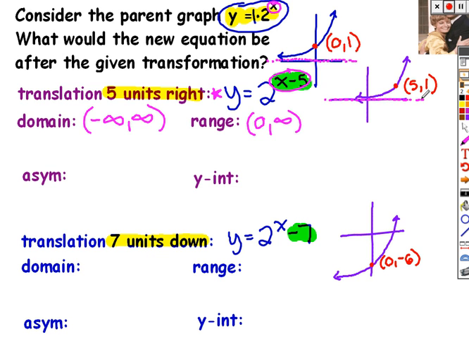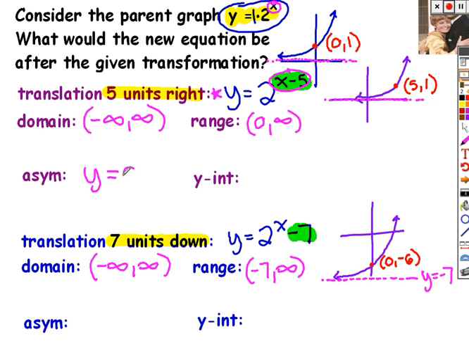Now if I look at the second graph, the domain, again, I can raise 2 to any power and then subtract 7. But for my range, if I'm subtracting 7 and the graph is moving down, now my range is going to be -7 to infinity. So this asymptote has moved down 7, since from my parent graph I've moved that down 7. So I have asymptote y equals 0 here, and y equals -7 here.